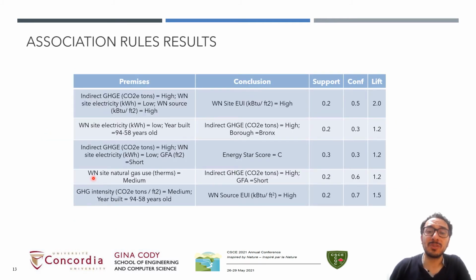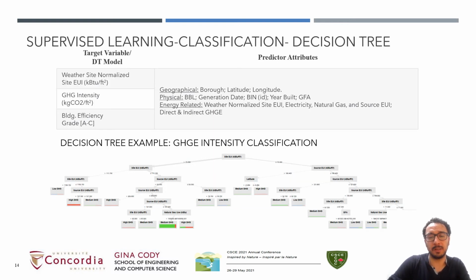The most relevant rules were extracted based on the defined threshold, and we were particularly interested in those rules with worse building performance as their conclusion. For instance, the second rule shown in the table: if the weather normalized site electricity is low and the year built of the building is between 58 and 94 years old, then the indirect greenhouse gas emission of the building is high, and it belongs to the Borough of Bronx.